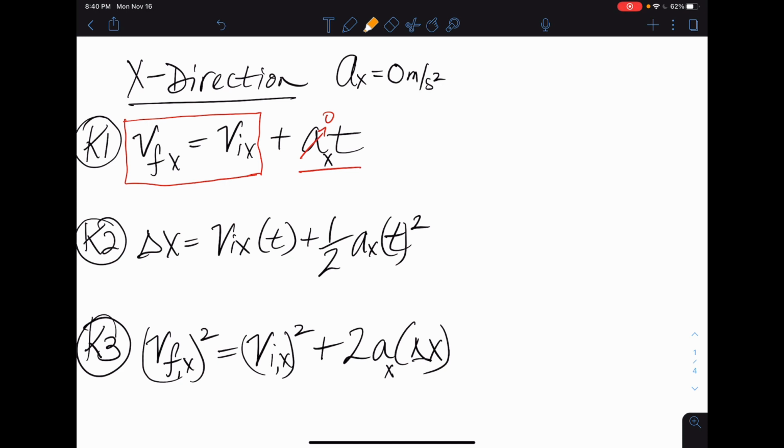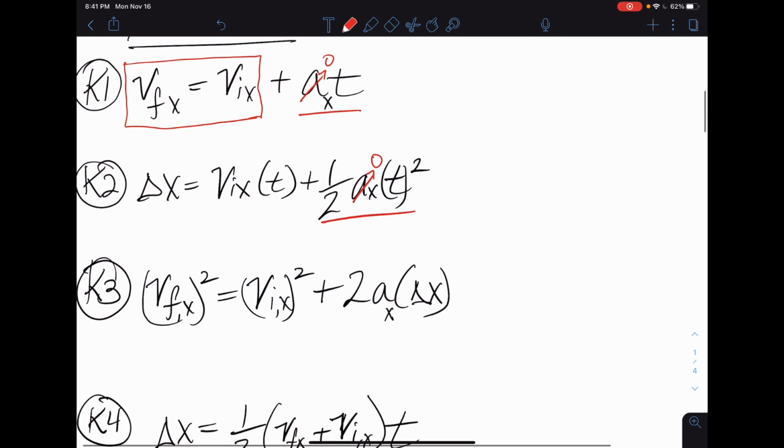Because it didn't really help us solve anything, right? So we probably won't be using that too much. All right, in K2, AX is equal to 0. This entire term becomes 0, and we're left with this formula. And we saw that this one was useful during the simple projectiles, right, where we could calculate delta X as the range, and that seems like a pretty useful formula.